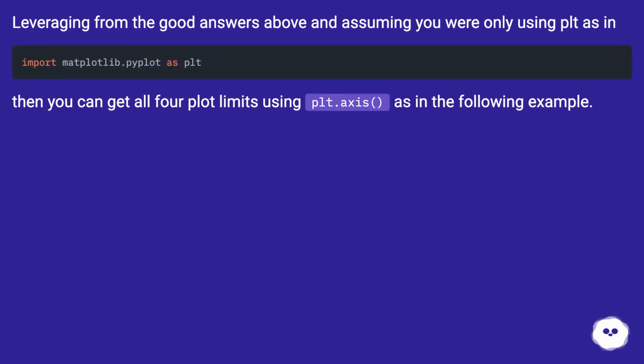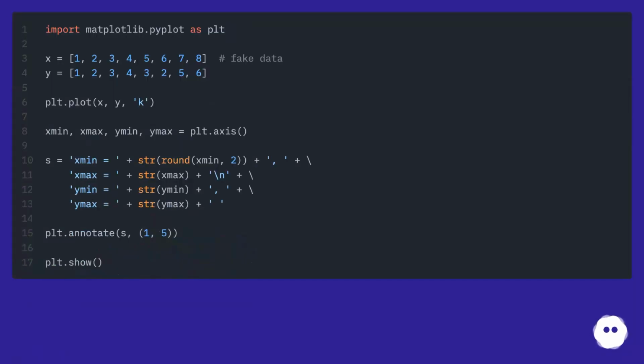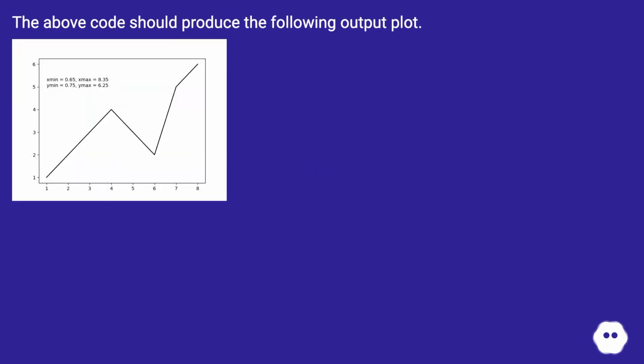Leveraging from the good answers above, and assuming you were only using plt as in, then you can get all 4 plot limits using plt.axis, as in the following example. The above code should produce the following output plot.